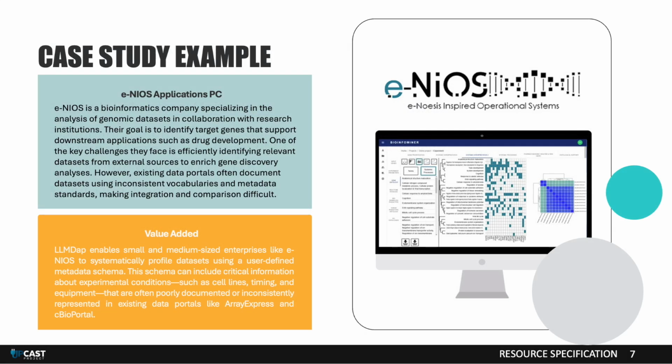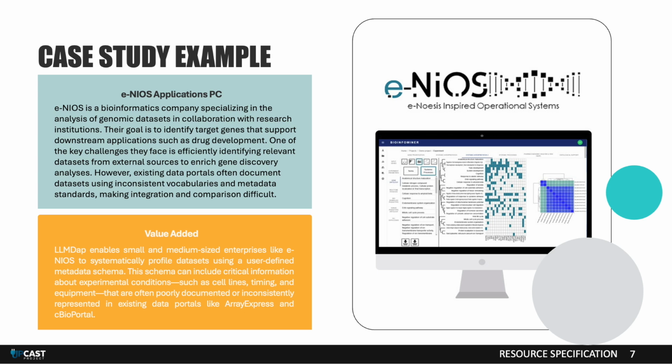Welcome to this case study on eNeos and the role of LLM-DAP in advancing genomic data analysis. eNeos is a bioinformatics company specialized in analyzing genomic datasets in collaboration with research institutions. Their mission is to identify target genes that can inform downstream applications such as drug development, diagnostics, and personalized medicine. This work is highly data-driven, requiring access to diverse, high-quality datasets that can enrich and validate gene identification efforts.